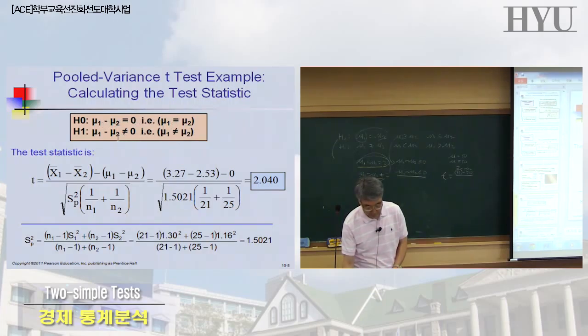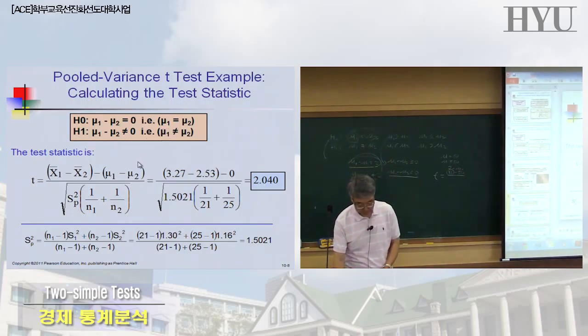Or is not equal. So we're running a two-tailed test, right? When you calculate the pooled variance using those numbers, it comes out to be 1.5021, right? So the test statistic comes out to be 2.04, right?